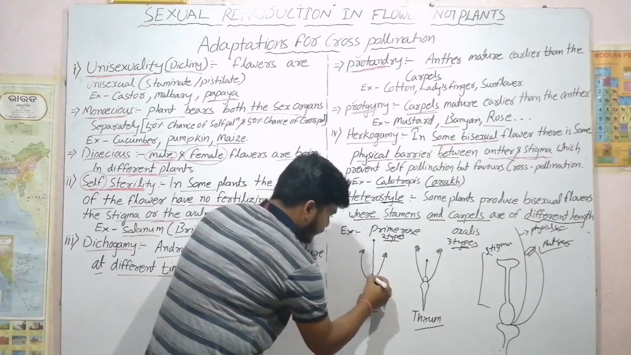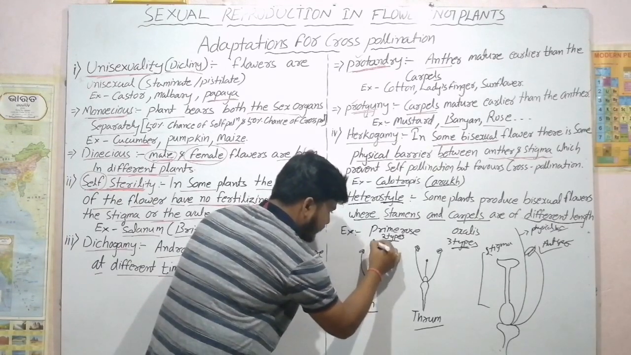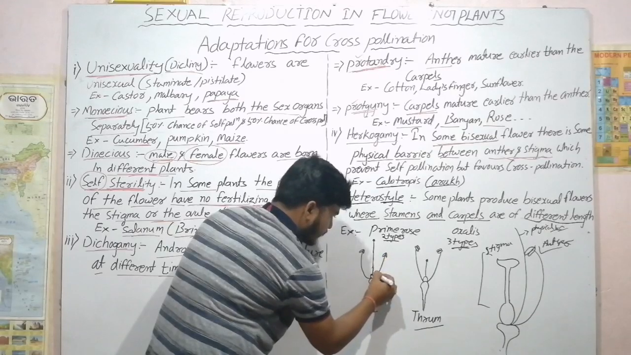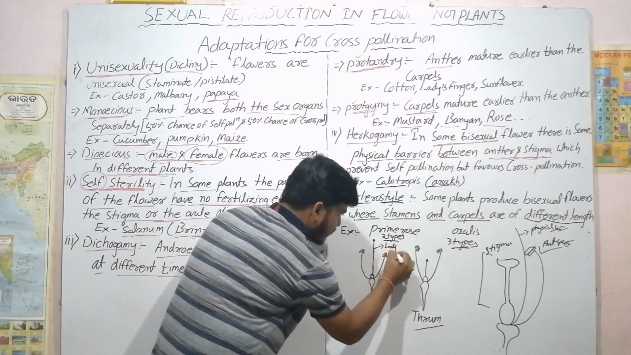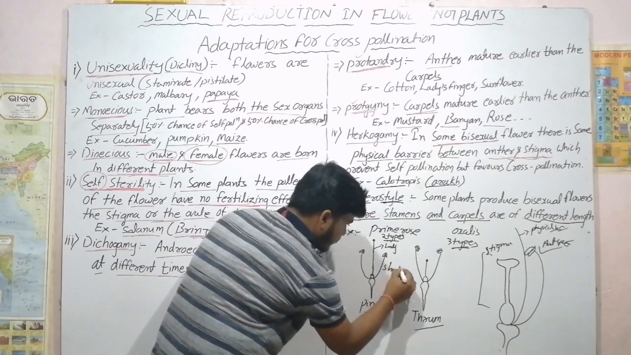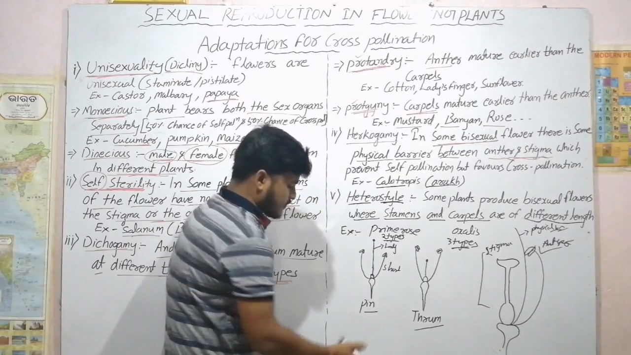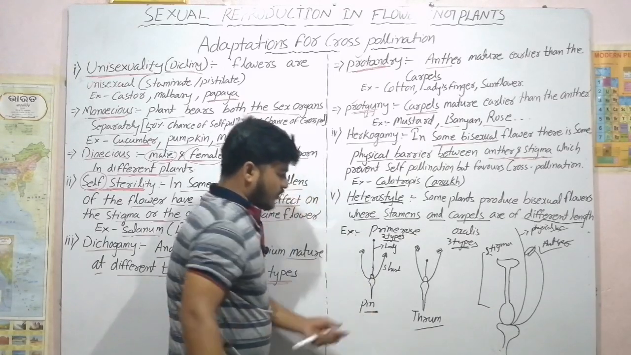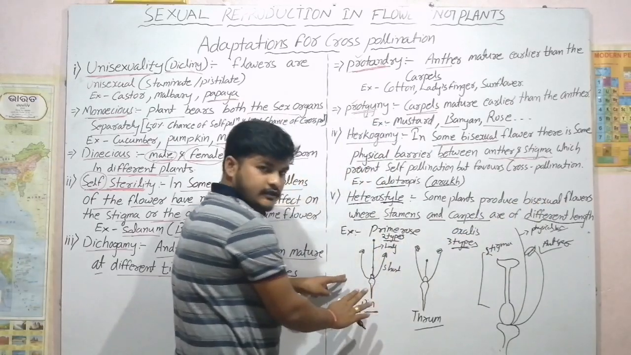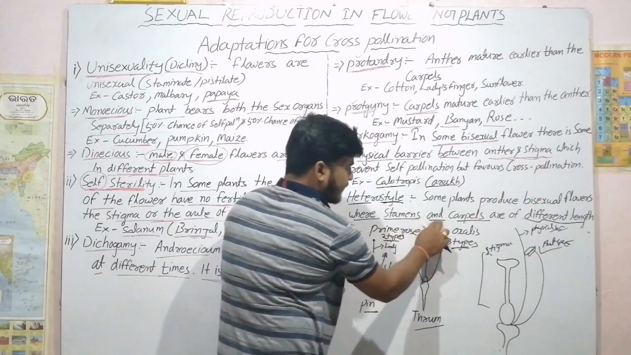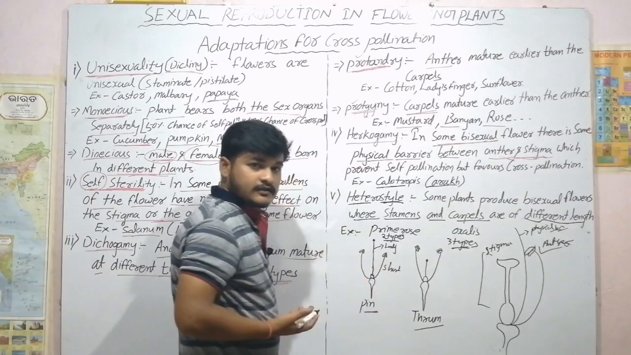In the pin flower, the female reproductive part, that means the style, is elongated and the anther part is shorter. That means the female reproductive part is long and the male reproductive part is short, and it is otherwise known as pin. Some plants produce bisexual flowers, no doubt, where stamens and carpels are of different length. One is long, another one is short.